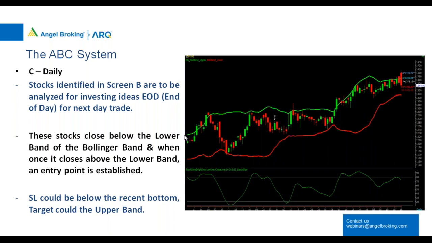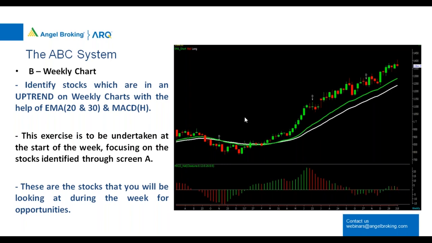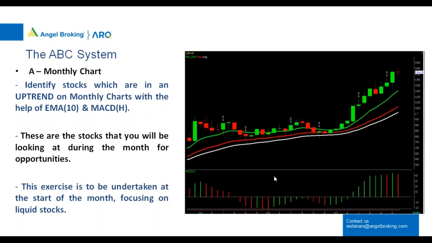This is the 20 value, and this is the 80 value. Below 20 is oversold, above 80 is overbought. Now what I do is I go back to this earlier chart.